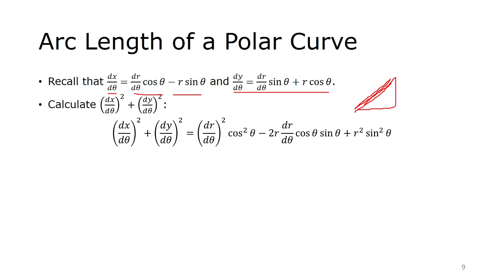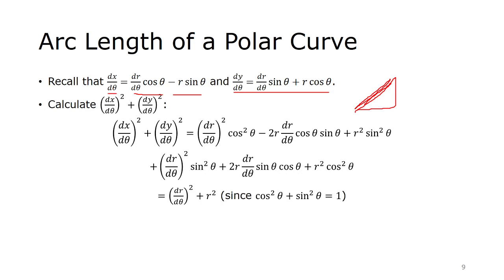Algebraically, that looks something like this. It looks like dr d theta squared cosine squared theta. Again, we're just FOILing this out. Minus 2r dr d theta times cosine times sine plus r squared sine squared theta. Plus this other stuff, right? dr d theta squared times sine squared theta plus 2r times dr d theta sine theta cosine theta plus r squared cosine squared theta.